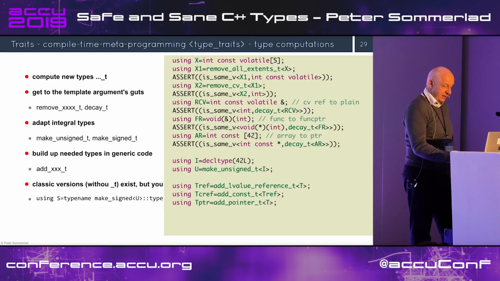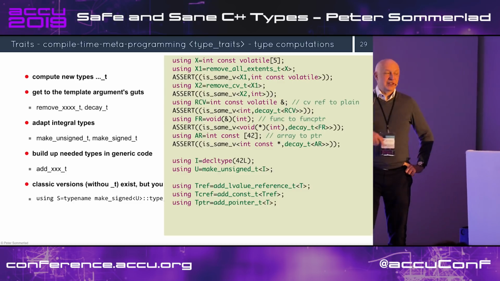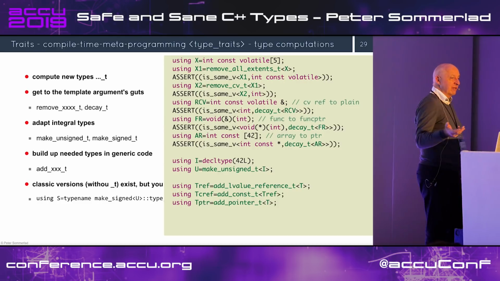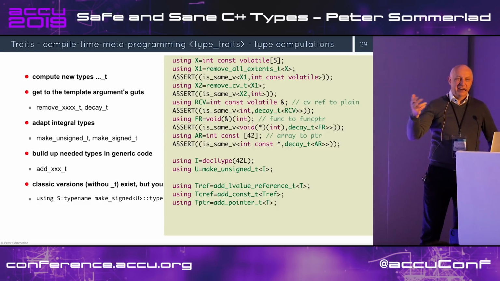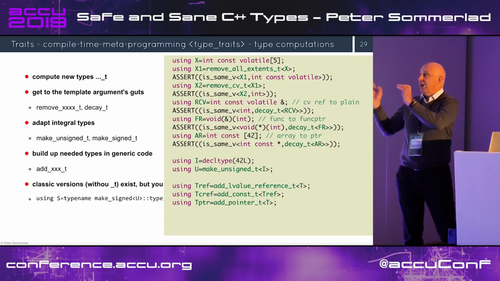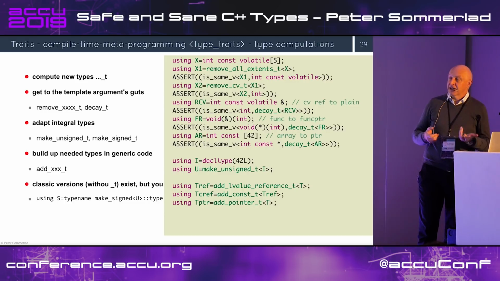What else can we do? Yeah, we can use the traits for computing new types from existing types, more or less everything that you would do on the language level by adding pointer and reference and everything. You can also do at compile time by taking an existing type and wrapping or unwrapping things like that.